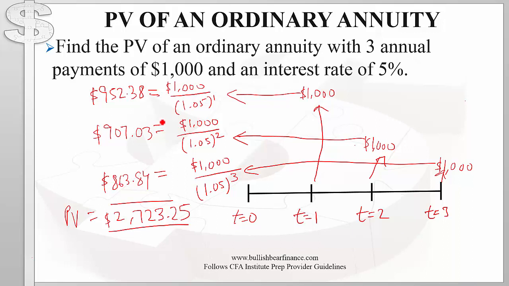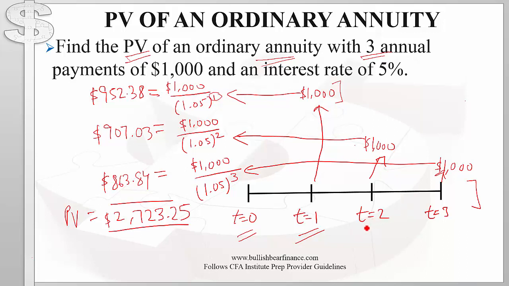Now let's compute the present value of an ordinary annuity with 3 annual payments of $1,000 each and an interest rate of 5%. Again, we'll start with a timeline on this slide and use a financial calculator on the next slide. We have this timeline here. We are at time t equal to 0. To compute present value, we go to the next period, which is t equals 1. We take that $1,000 payment and we discount it to the present by dividing it by 1.05 to the power of 1.